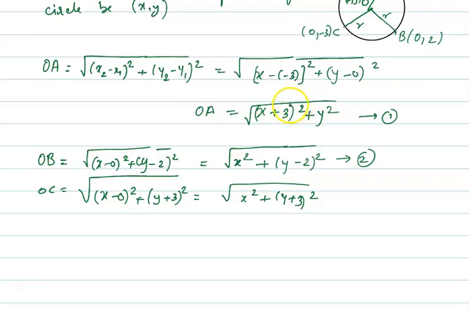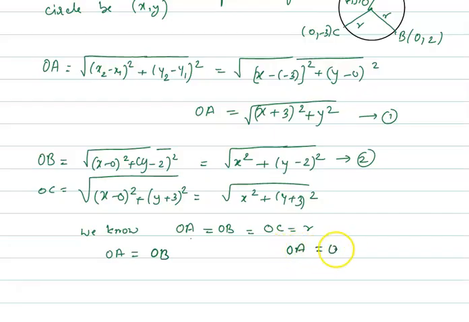Now we have 3 values, OA, OB, OC. We know all these lengths OA, OB, OC are equal because all the 3 things are radius of a same circle. So first I will take OA is equal to OB and I will try to find out an equation in terms of x and y, and then I will equate that OA to OC and I will find another equation. So when we equate, here I am going to get x plus 3 whole square plus y square. Here I am going to get x square plus y minus 2 whole square.